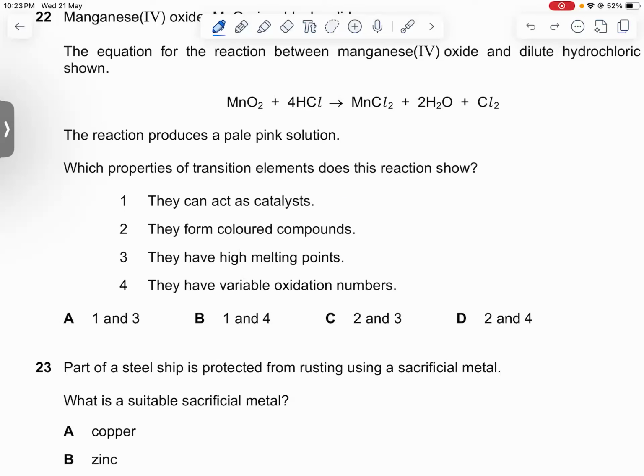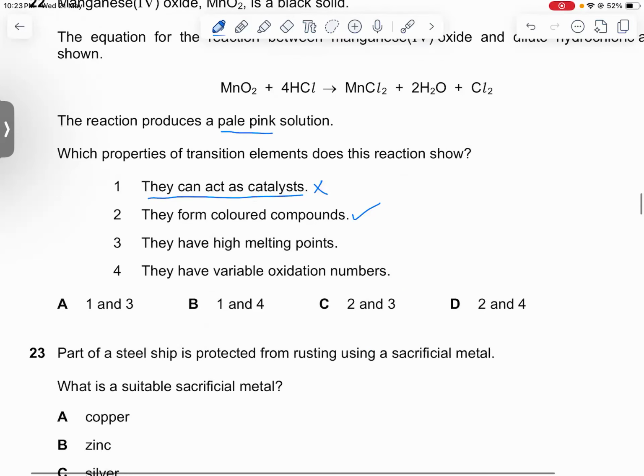Now, which of them is shown over here? Is them acting as catalyst shown? No, it is not. Are they forming colored compound? Yes. Pale pink solution is being produced. All right. Do they have variable oxidation state?